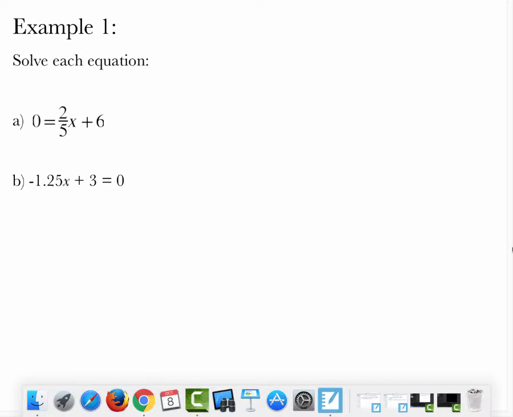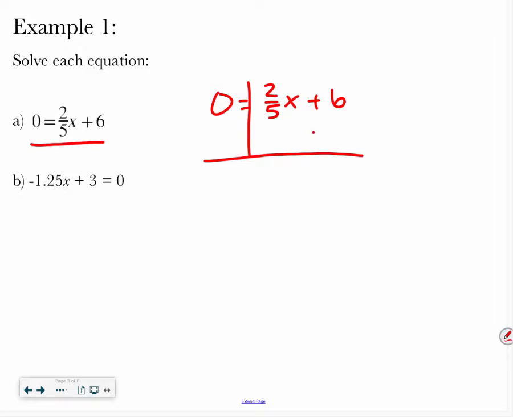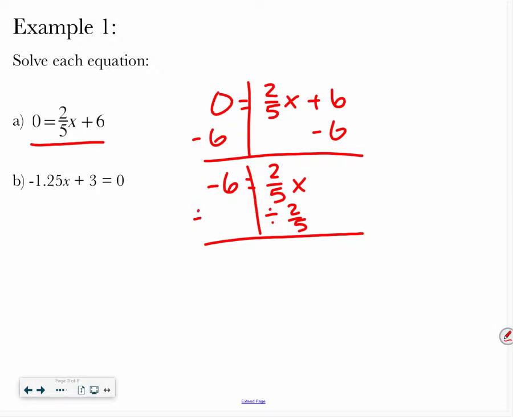Okay? So let's start by solving each equation. This is another way to find the roots of the equation. In this example, we want to solve this one, okay? So if we have 0 equals 2/5 x plus 6, in order to solve, we want to get x by itself. So that means I'm going to subtract 6 from both sides. I have a negative 6 equals 2/5 x. And in order to get x by itself, I'm multiplying by the fraction 2/5. So instead of multiplying, I'm going to divide by 2/5.